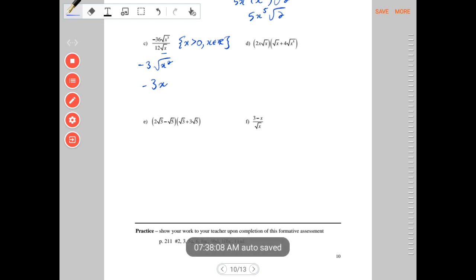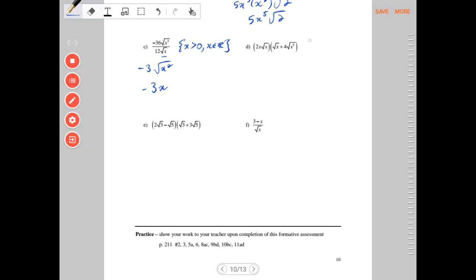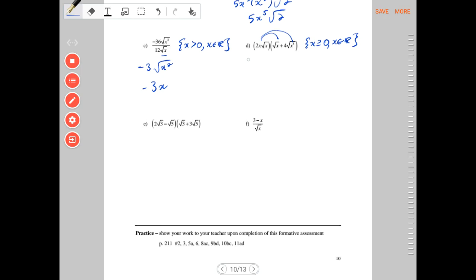Example D. We have odd radicands, but we don't have any divided radicands, so that would just give us x must be greater than or equal to 0. X belongs to reals. Okay, so again, we're just going to take this monomial and multiply it in to the binomial. So outsides by outsides, so 2x times 1 is 2x. Square root of x times square root of x is square root of x squared. Plus 2x times 4 is 8x.